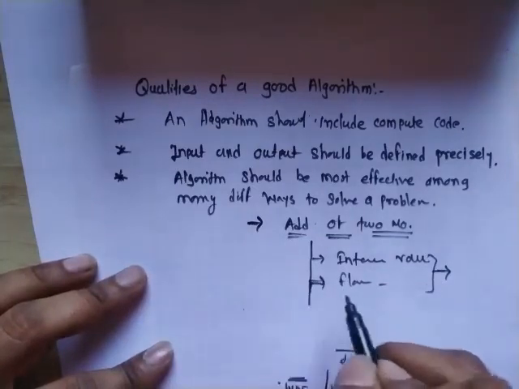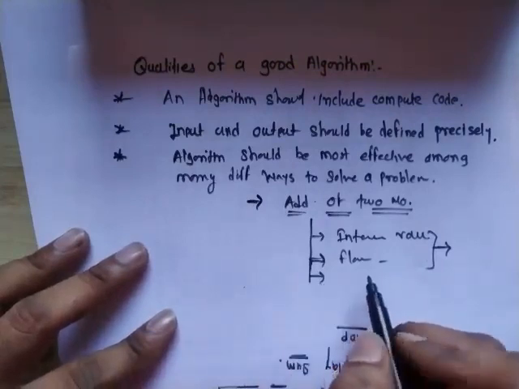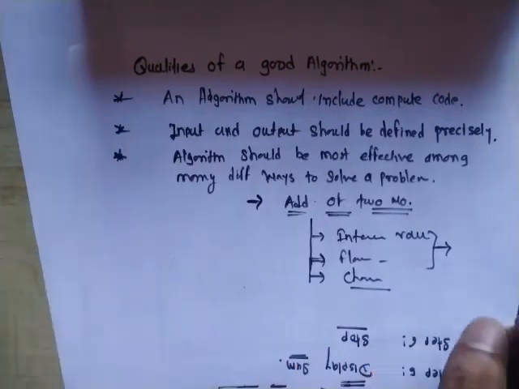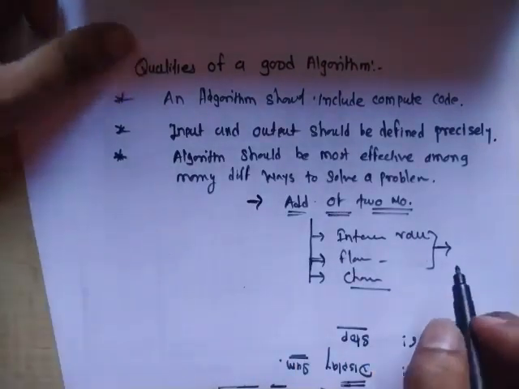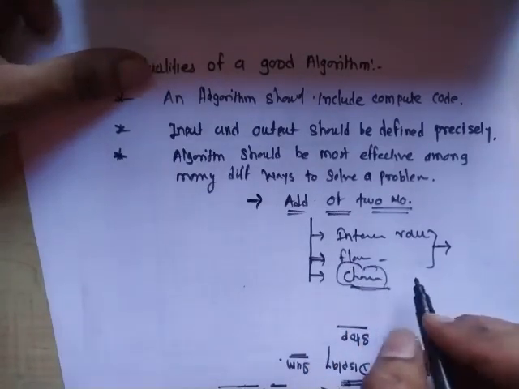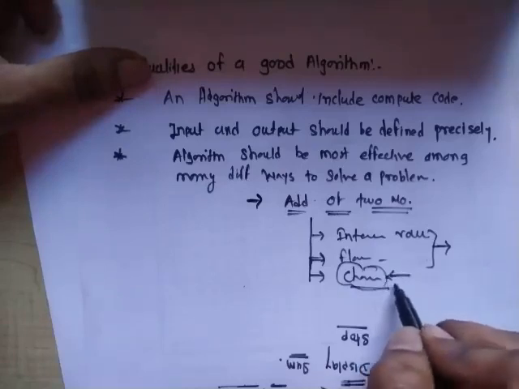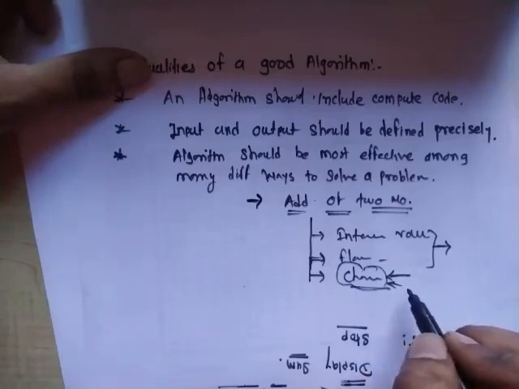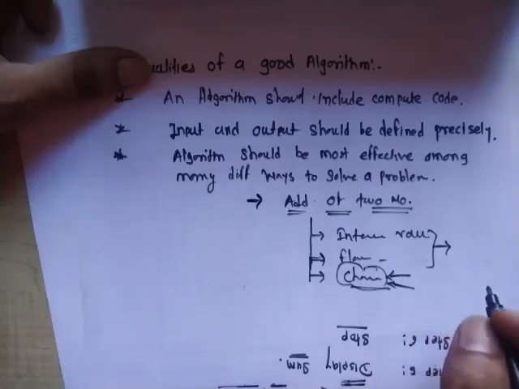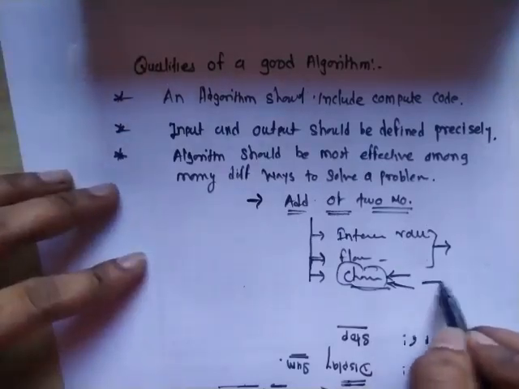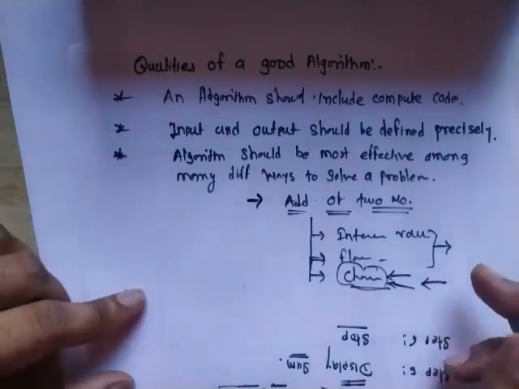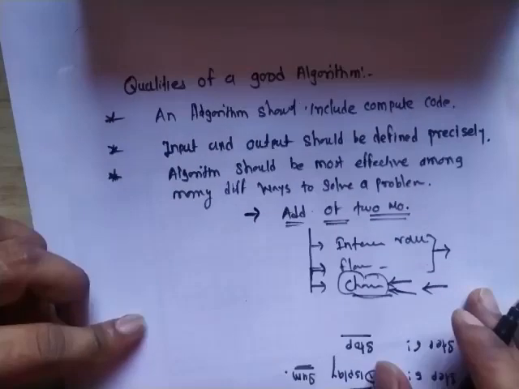But still, the user can insert a character value. So we must think about that condition while writing an algorithm. We can think of many different ways to solve a problem. Here we can print a message that a character value can't be accepted. So these are the good qualities of an algorithm. While writing an algorithm, we must think about these qualities.